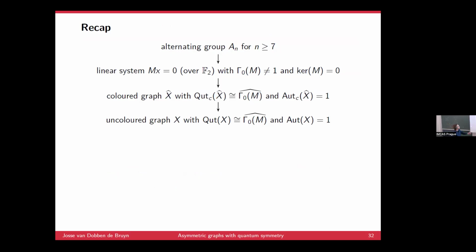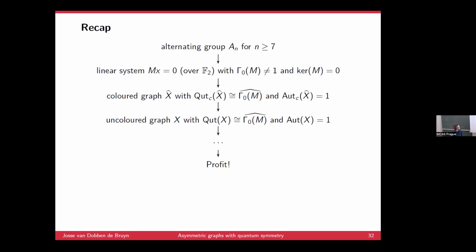So here's a recap. We start now with the alternating group A_n. From that, we build a linear system. This is going to be a system with 105 variables and 140 equations. So my computer likes it, I don't. From the linear system, we then construct a colored graph where the quantum automorphism group is isomorphic to the solution group, and the automorphism group is trivial. And then we decolor and we get an uncolored graph with the property that we want. And actually, not just one, we get an infinite sequence of them. So, great. That's what we want.